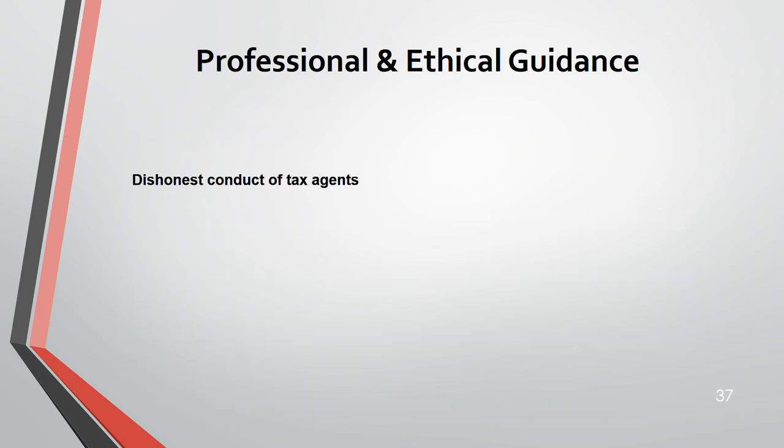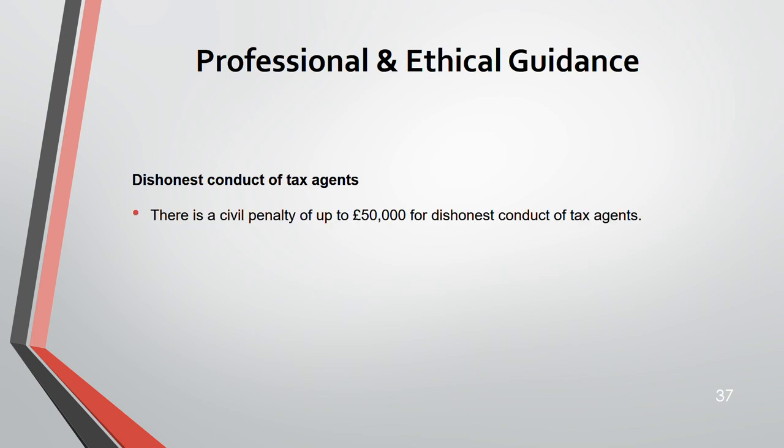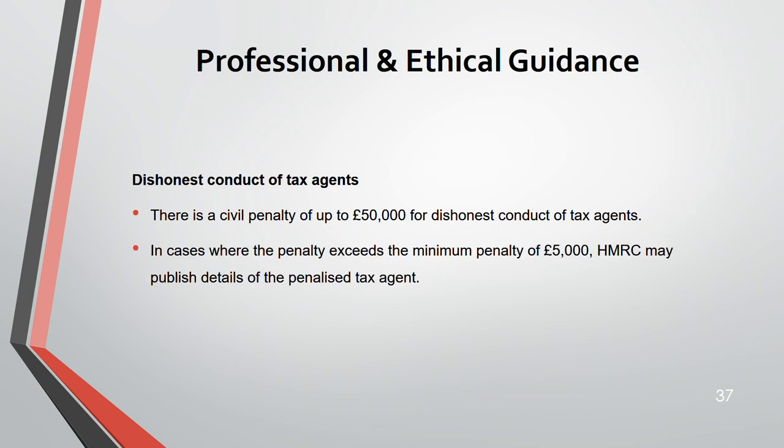Now, dishonest conduct of a tax agent. Some tax agents also engage in dishonest conduct. Okay. So for them, the civil penalty is up to £50,000. If a penalty exists, the minimum penalty is 5,000. That means this is the least; beyond this it will not fall. Any penalty will be 5,000 or above.